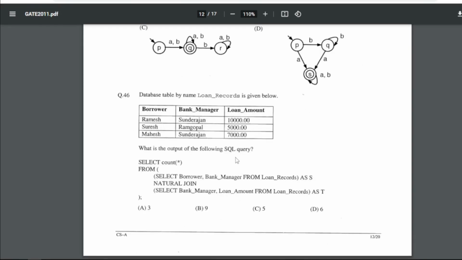46 is a database table by name loan record is given below. What is the output of the following SQL query? So this is the SQL query. So for 46, our answer will be C, that is 5.